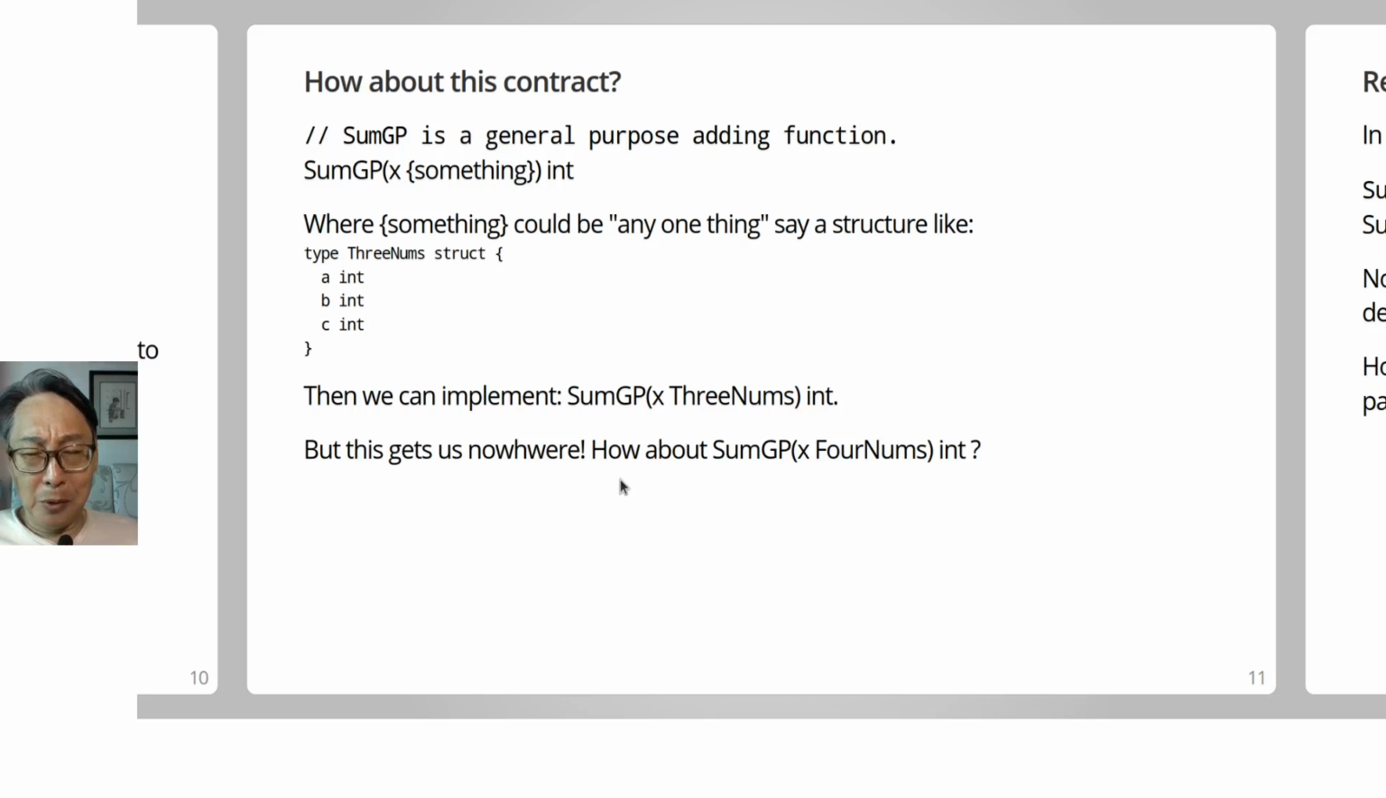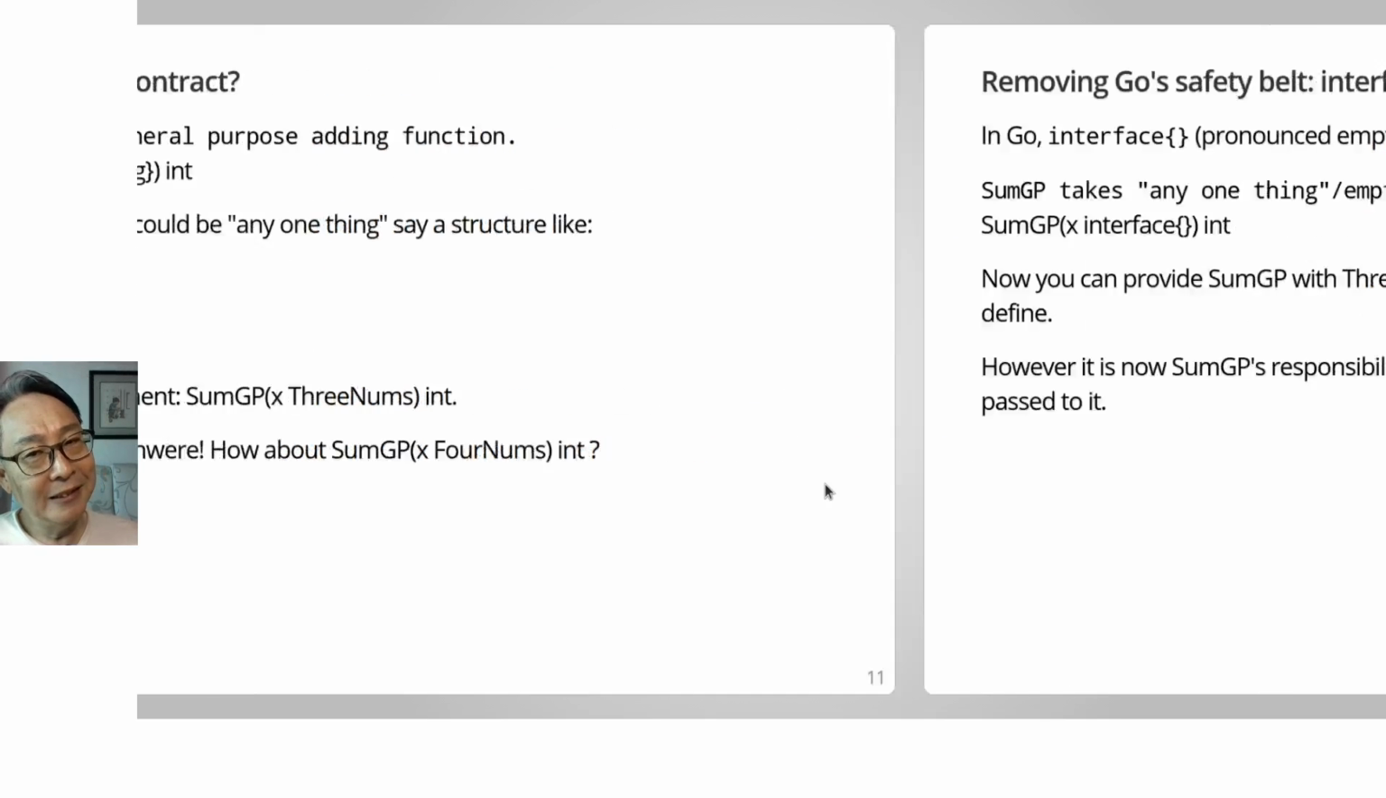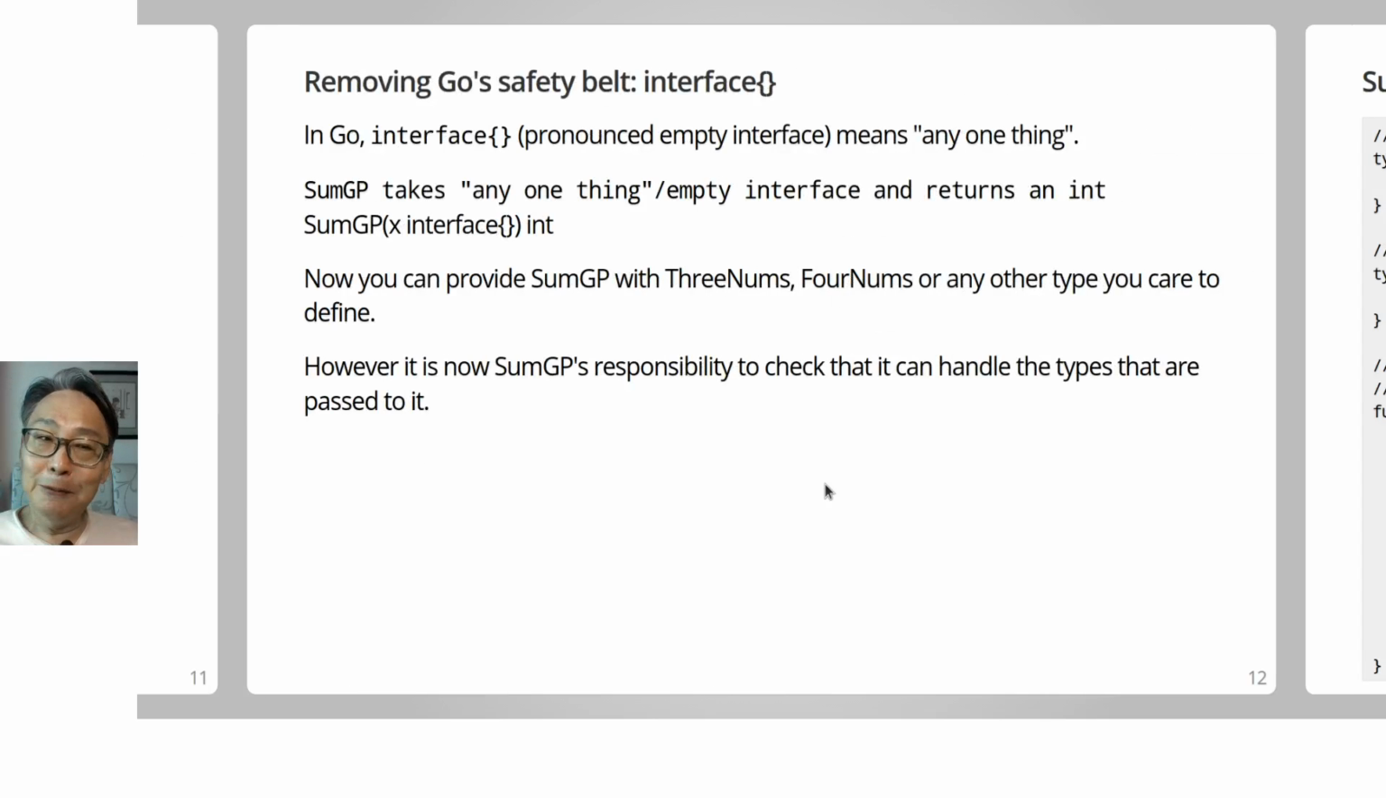But then look at it for a while, it gets us nowhere. How about sum GP x 4 nums? It doesn't work. Or does it? It can work if we remove Go's safety belt. Now Go is a fantastic language because it's got strong type checking.